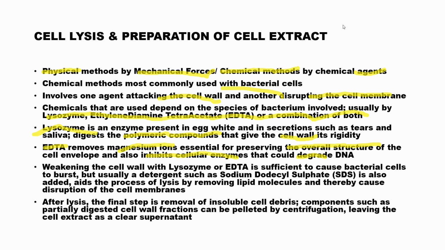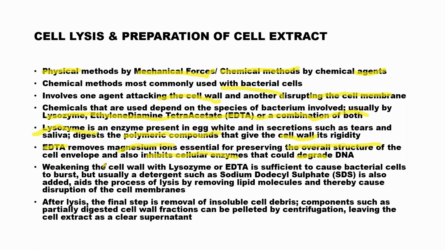So EDTA acts in two ways. It will remove the magnesium ions, which provide the overall structure of the cell envelope, and it also inhibits the cellular enzymes which degrade the DNA. Fine. So the function of lysozyme, you know now. The function of EDTA, you know now.